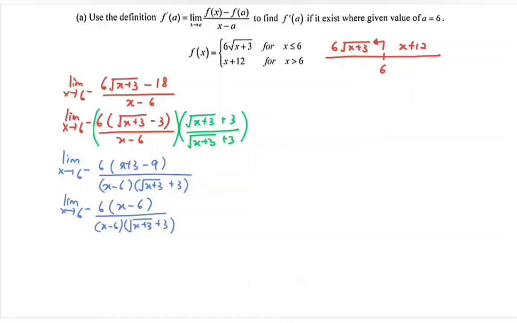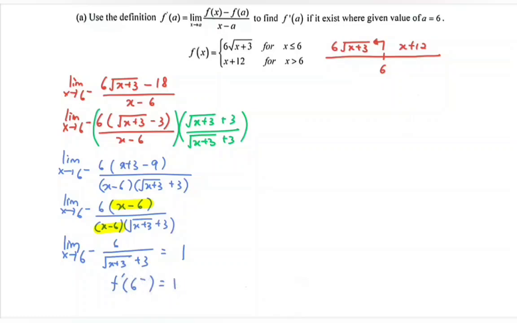Notice that we have common terms, so we can simplify and rewrite the situation. Limit as x approaches 6 from the left, we have 6 over square root of x plus 3 plus 3. Based on the situation given, we will have 1. So f prime of 6 from the left, we will have 1.